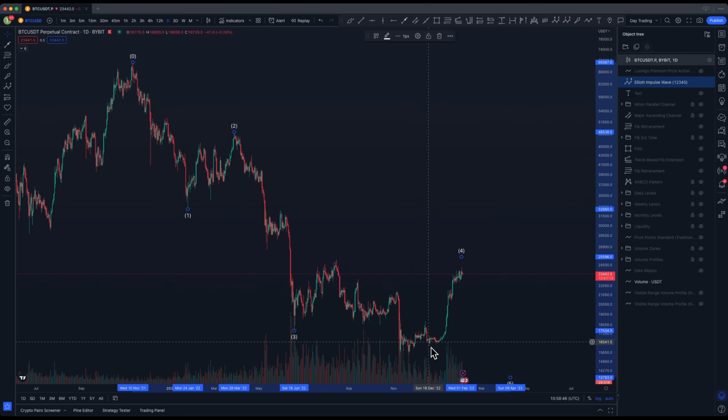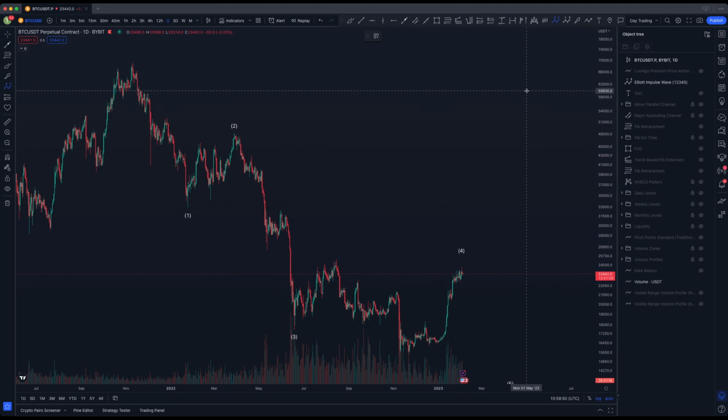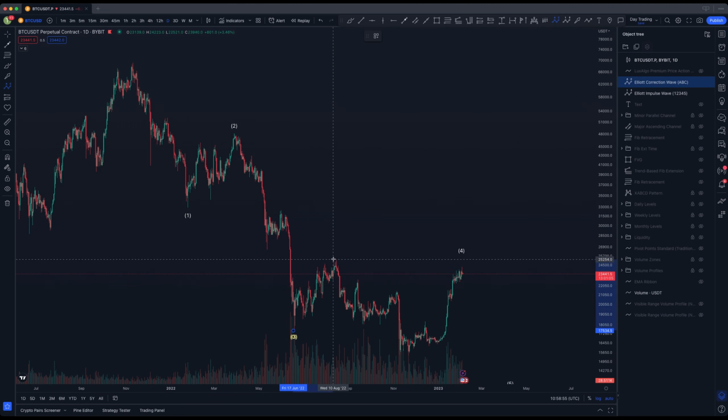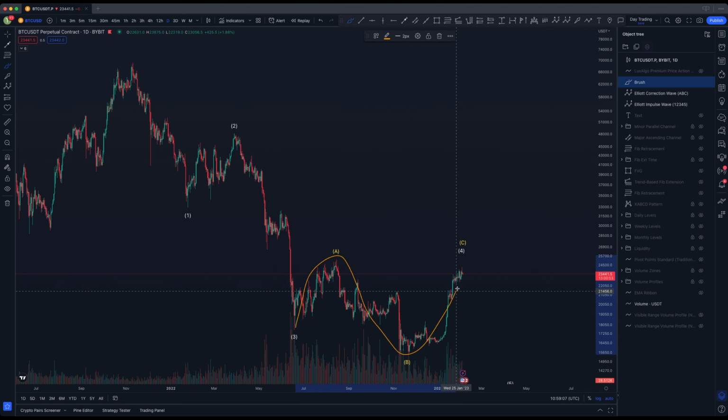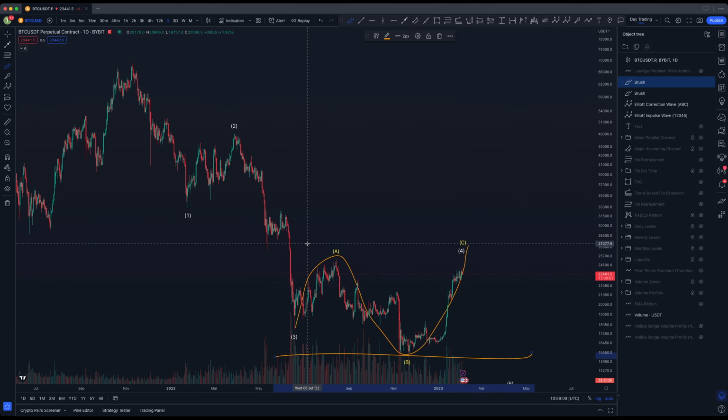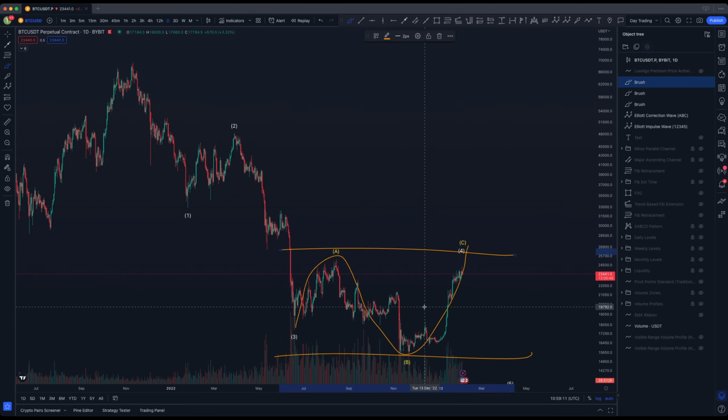Now the reason I think this has more potential, because structurally, if we apply our same ABC correction pattern here, but this time we take the 3 up here to A, down there to B, and then finishing here for C, that has a better structure to it. Okay, you know, this is more of a flat ABC correction in that sense, rather than what we've seen before.